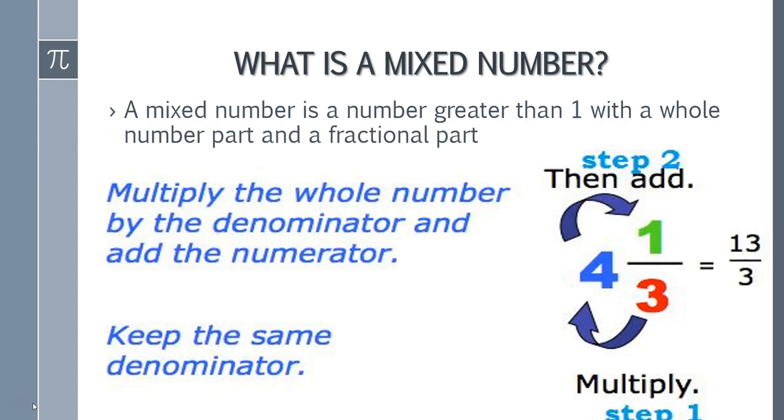How we're doing it is, first, we're multiplying the denominator 3 by the whole number part, 4, and then adding the numerator 1. Since 3 times 4 is 12, plus 1 is 13, our new fraction will have numerator 13. The second step is always remember to keep the same denominator.